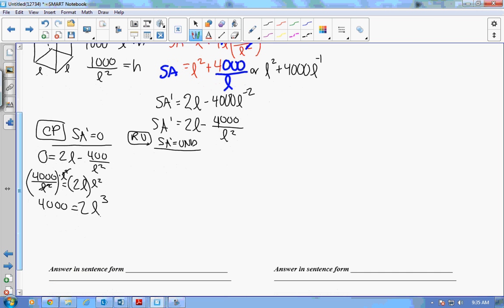Solving out, divide by 2. 2,000 equals L cubed, so L is the cubed root of 2,000. We don't round it because it doesn't say anything about rounding.